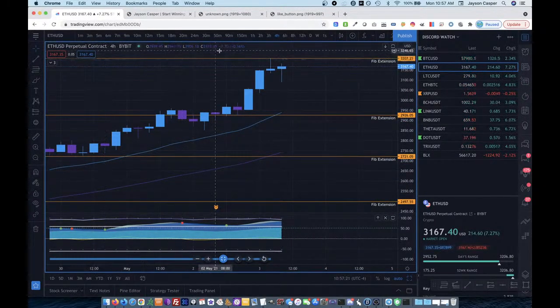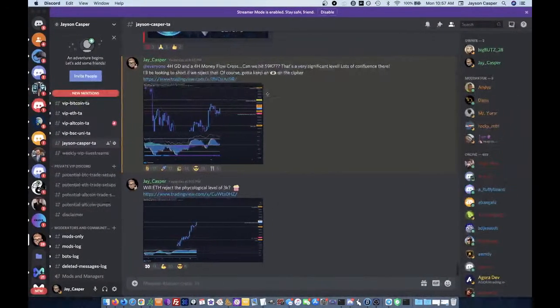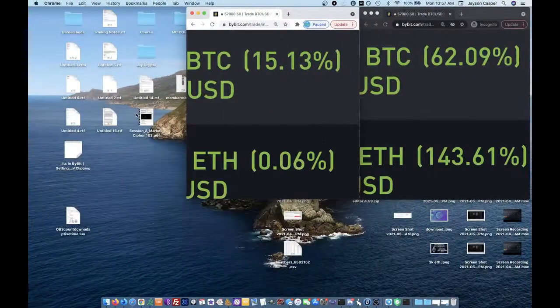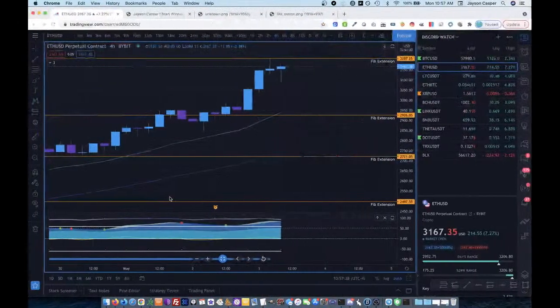And what happens when we hit this level? We get a rejection. We come down. I've already taken profit out of this trade. This is guaranteed for me now a winning trade. Okay, and I'm currently up on it 0.4%. My Ethereum short, 0.4%, but it's guaranteed a winning trade.